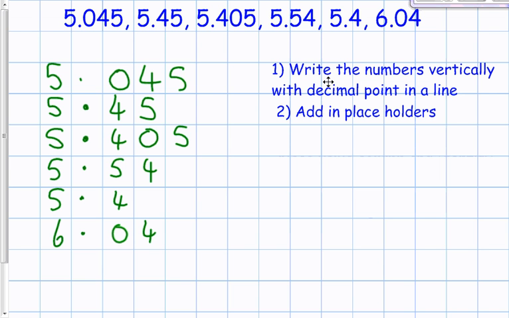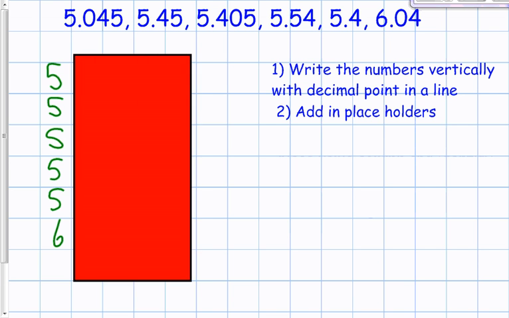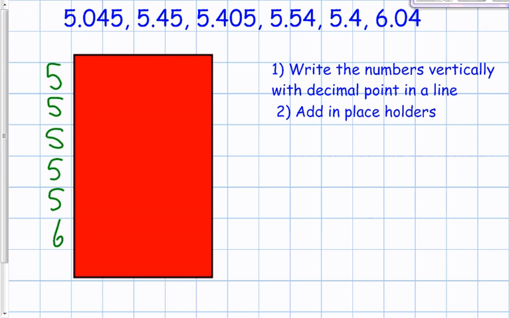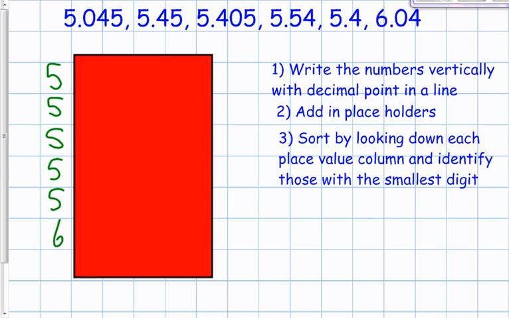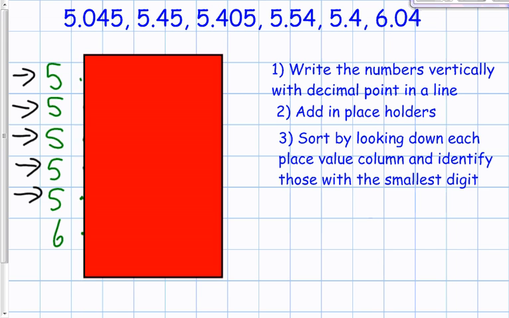Now, our next step is to put in placeholders, and this makes all our numbers the same length and can help us as we're doing our workings. Now, I want to order them from smallest to biggest, and so I'm going to start from the left hand side. I'll be looking for the smallest digit in our units column, which is 5. So these 5 numbers have 5. These are the smallest so far, but we need to whittle it down a bit.